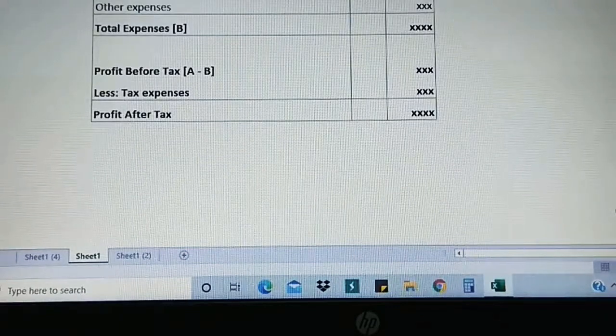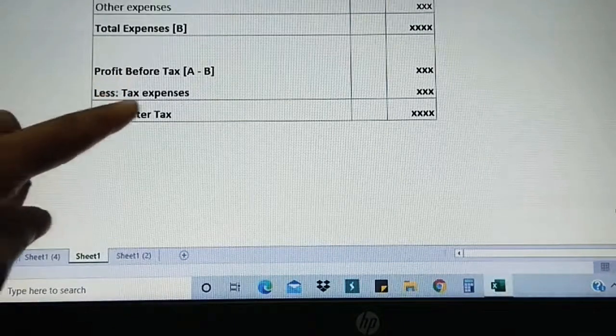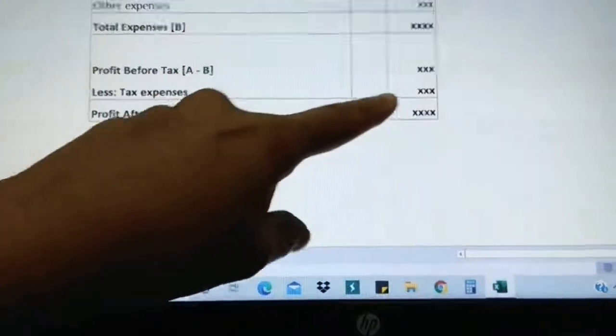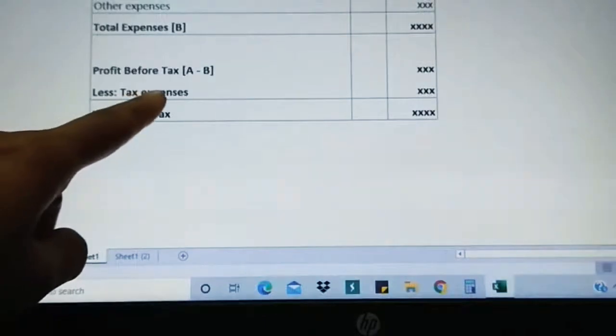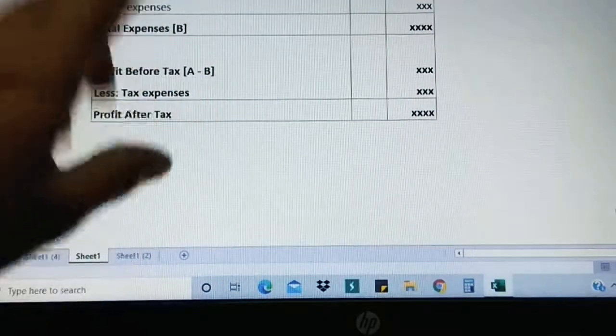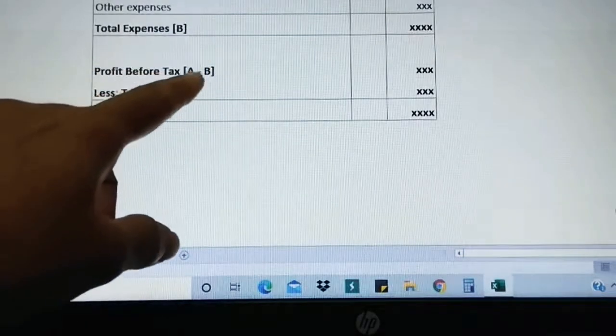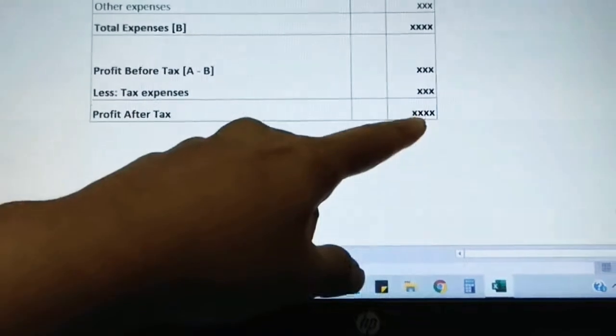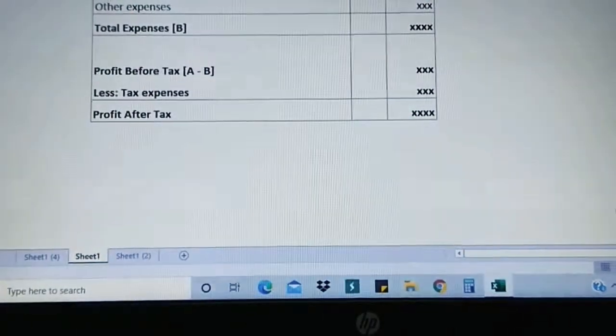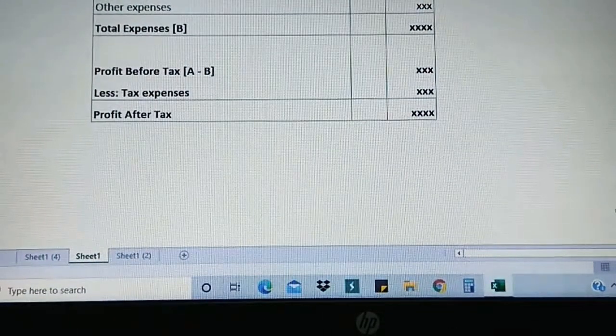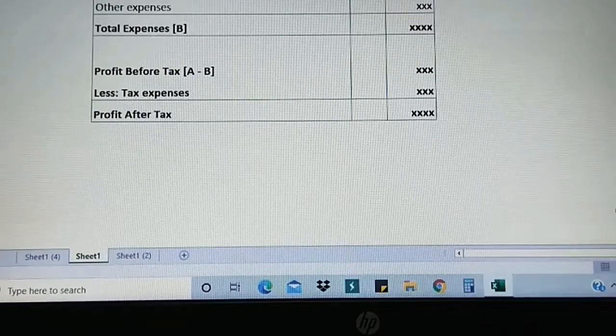Now the next step is that we are going to pay tax to the government. So that is less: tax expenses. You have to subtract it. It is always on a percentage basis, so show the calculation in brackets on the next line itself, take the value and subtract it. After paying the tax, whatever amount is left out will be the profit after tax, which is available for the partners in the case of a partnership company, or for the shareholders in the case of a joint stock company.